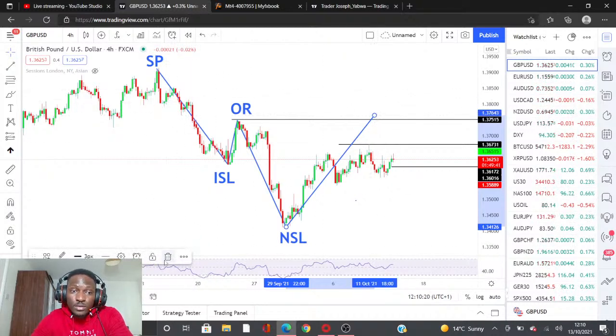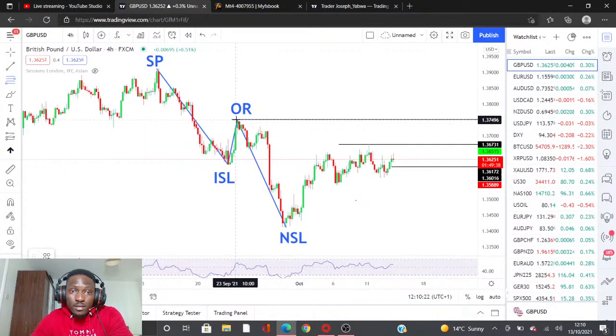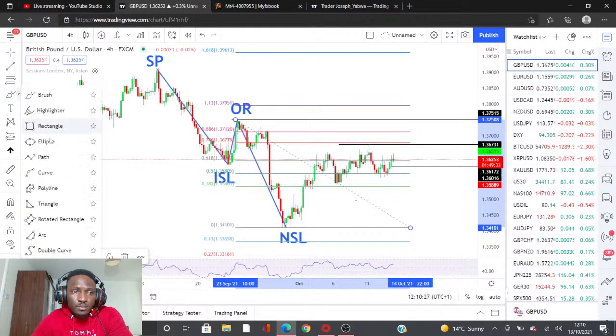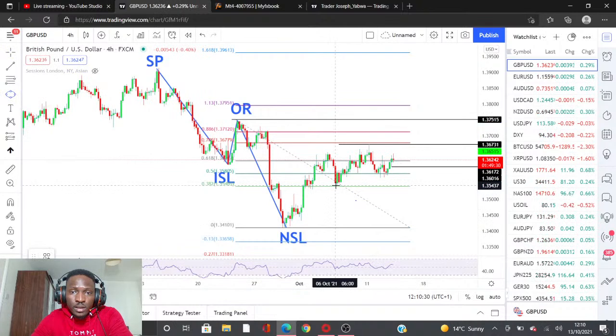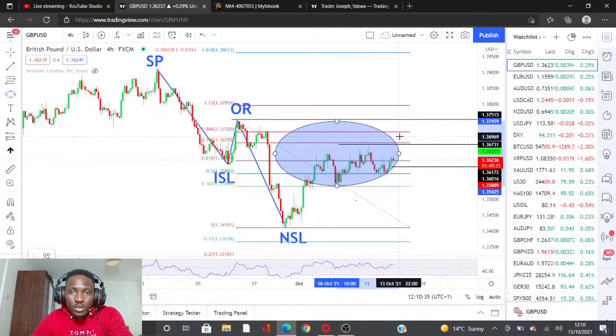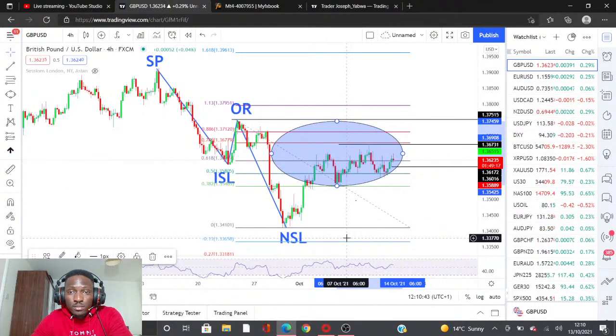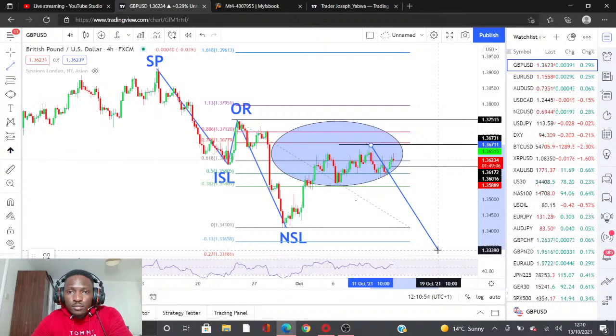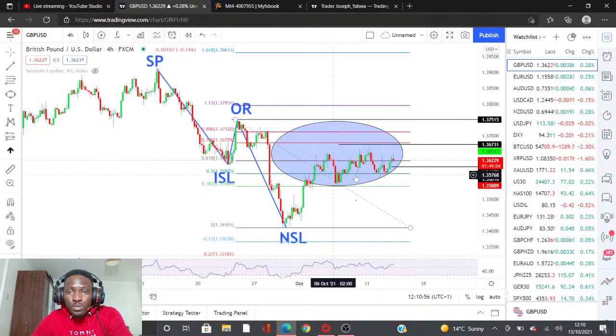The second rule of the outside return is that the new outside return must touch at least the 382 retracement. Effectively, this is a 382 retracement here. What we're saying is this market has a zone that it needs to stay within. As long as the market stays within this zone, this market is bearish. Then expect the next move to be another move that will create a new structure low. So that's why I said I'm still bearish on this market.